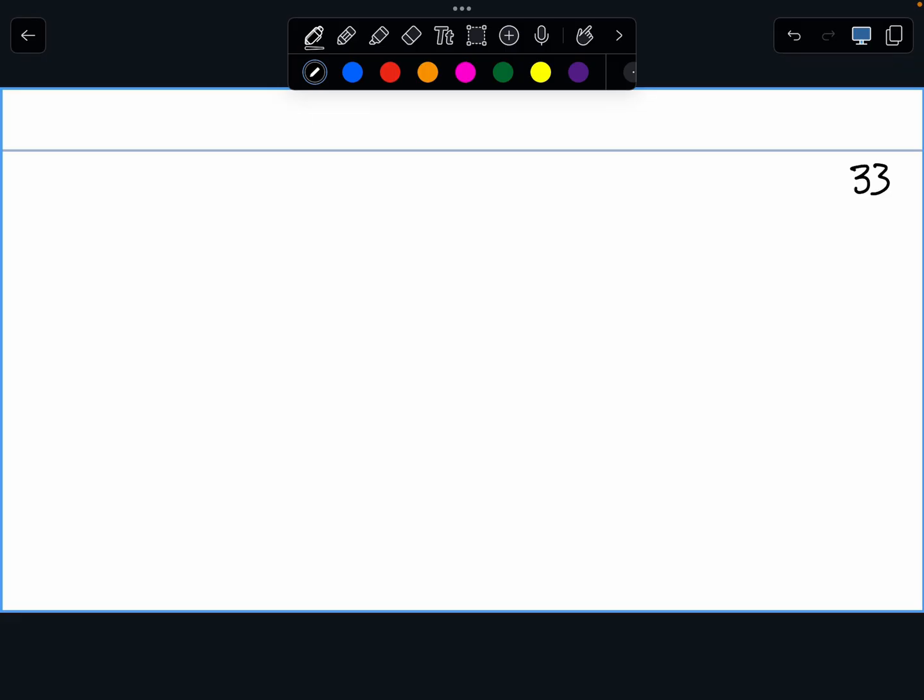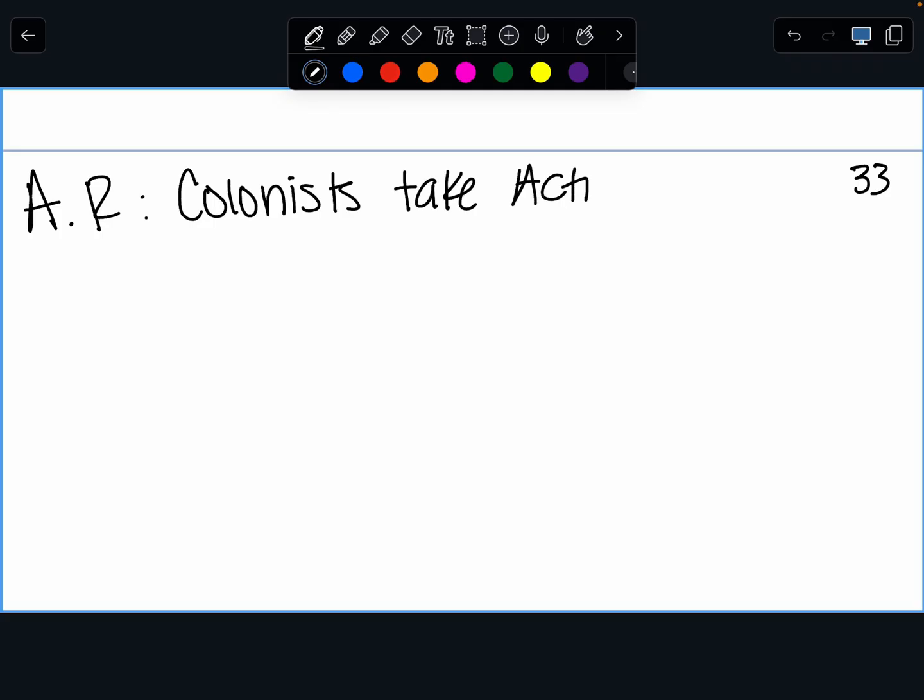33. So if you want, you can put A.R. for American Revolution. And then what's our title? That's fine. Y'all are ahead, like I said. Okay, A.R. for American Revolution. If you want to abbreviate, you don't have to. And then it's colonists take action. Title it, put it in our table of what? There we go.